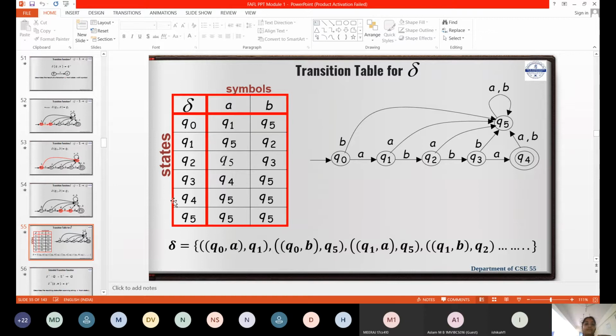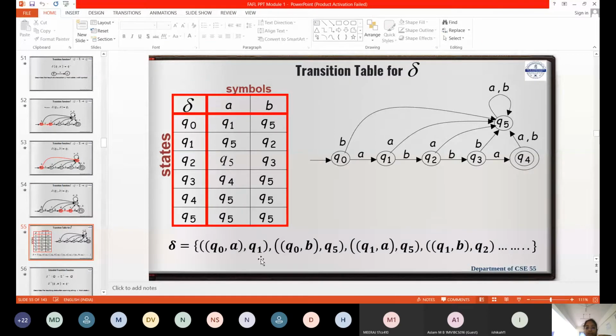Do I need to explain the transition table which you are seeing on the screen? No, ma'am. You can understand, I think so. Yes, ma'am. Fine.